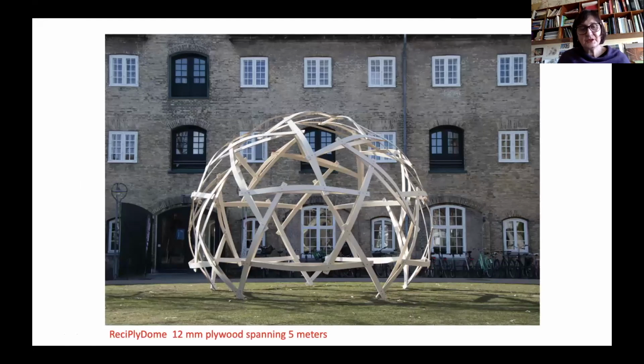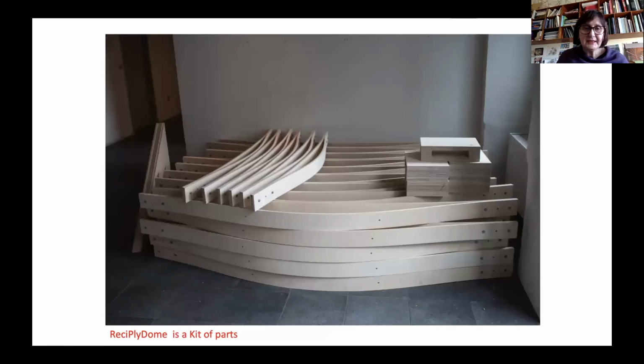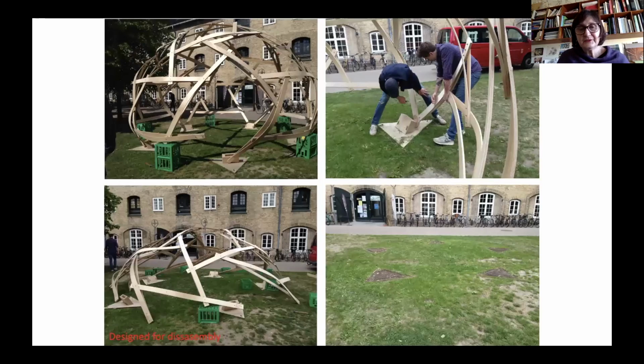In that, we use a structure that is only 12 millimeters of plywood that is really spanning 5 meters. It is a kit of parts, but beyond that, this structure is built not to end up in waste, but actually it's been planned already in the design that it could be used for another or several more lives. So it's designed for disassembly. And after the end of life, it was taken to another location and re-erected, and this was done several times. So the notion of what is waste could be thought of in different ways.